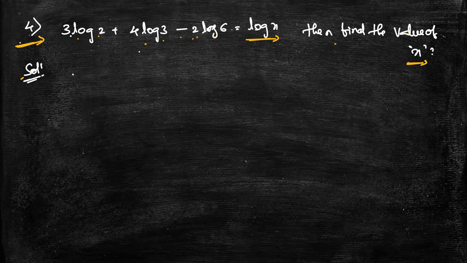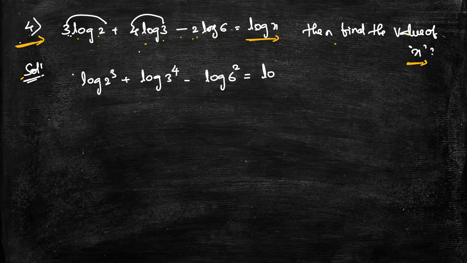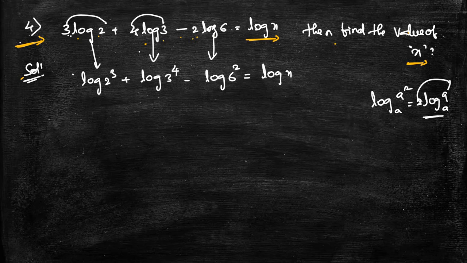So 3 log 2, I will bring this 3 inside and it becomes log of 2 to the power of 3, plus I will also bring this to log of 3 to the power of 4, minus log of 6 to the power of 2, is equal to log x. I will write it like this using the formula log of a to the power of n is equal to n times log a. So this is the formula we can use here.